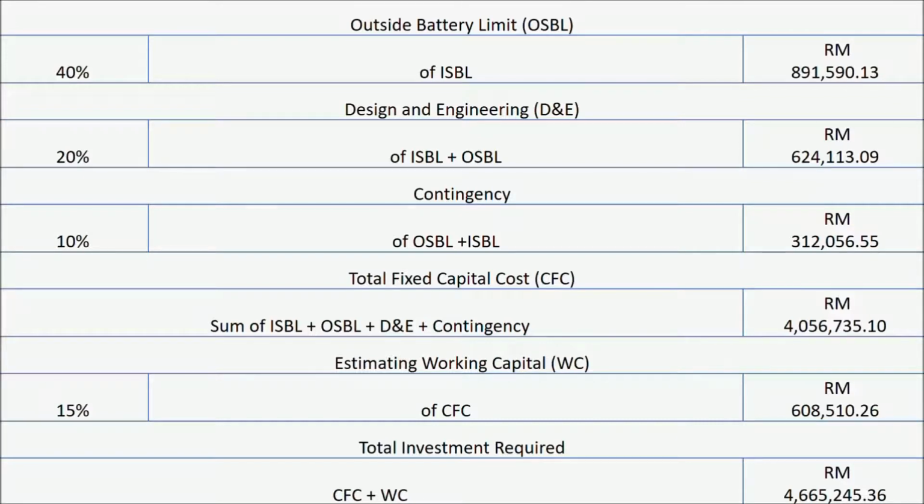RM 0.3 million. The total fixed capital cost, which we find by the sum of ISBL, OSBL, design and engineering, and contingency, is around 4 million ringgit Malaysia. The estimated working capital is 15% of the total fixed capital cost, and we got around 0.6 million. Therefore, the total investment required for this project is RM 4.7 million, which is an estimation.